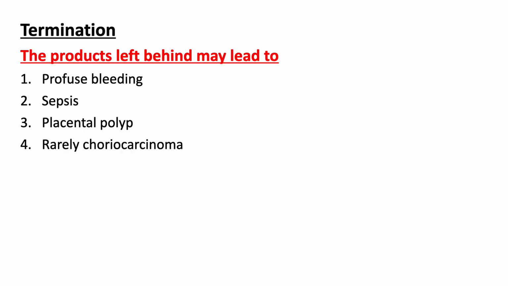The consequences which you can see in incomplete abortion: if the products are left behind, it may lead to profuse bleeding, sepsis, placental polyp, or rarely choriocarcinoma. So these are the consequences which you can see in case of incomplete abortion if not treated promptly. There may be profuse bleeding, it may land up in sepsis, it may land up in placental polyp, rarely choriocarcinoma.